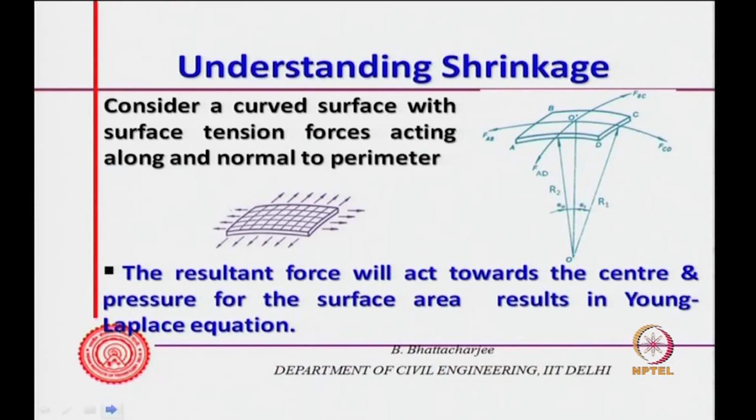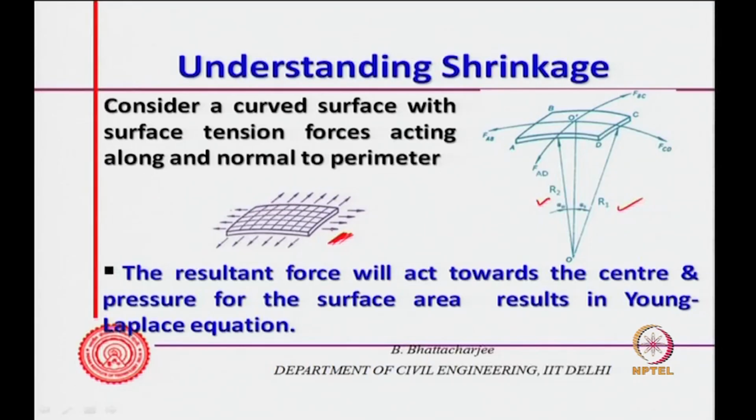So, the resultant force will act towards the center, and the pressure difference across the surface results in what is called the Young-Laplace equation. One can find the resultant force acting inside, and this will be a function of R1 and R2, and gamma, which is the surface energy per unit area, which means a force per unit length.